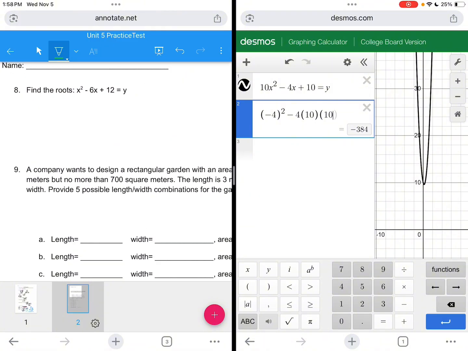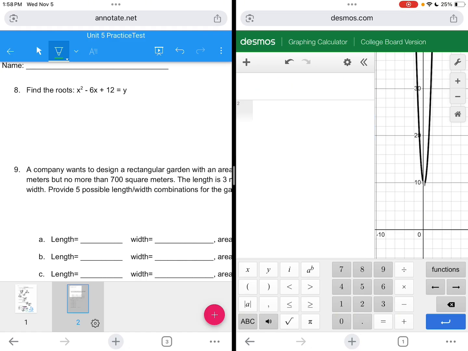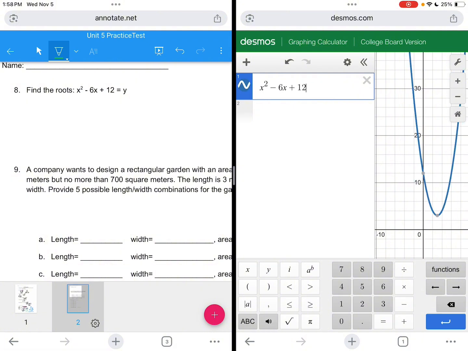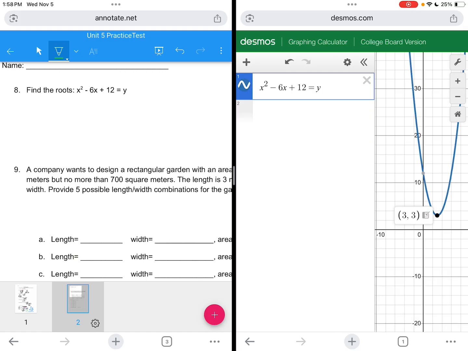So number 8 says to find the roots. Let's go ahead and try graphing that first. x squared minus 6x plus 12 equals y. For finding the roots, we're finding the x-intercepts, which is when y is 0. So that's already set equal to 0, so we know that a is 1, b is -6, and c is 12.